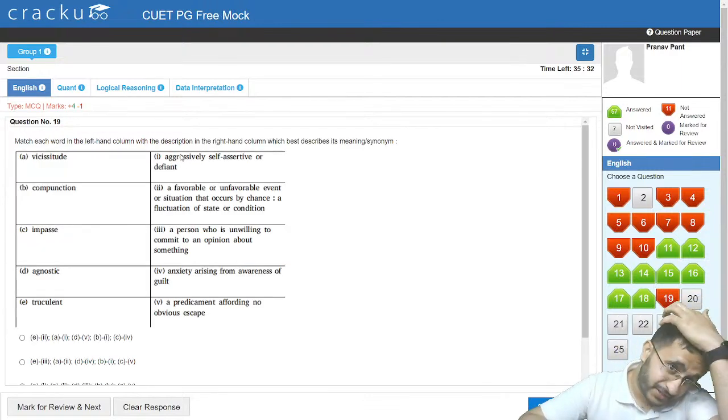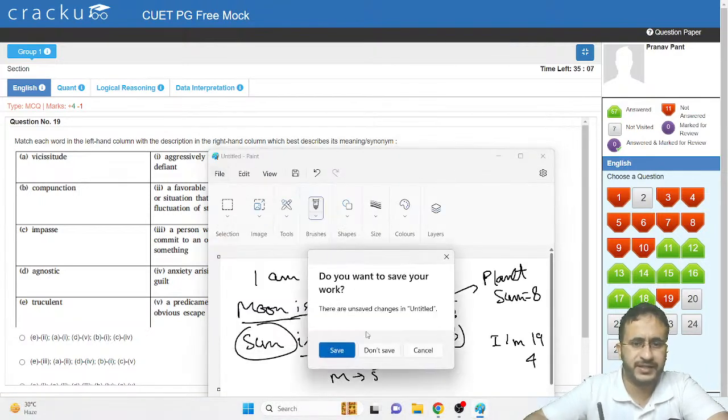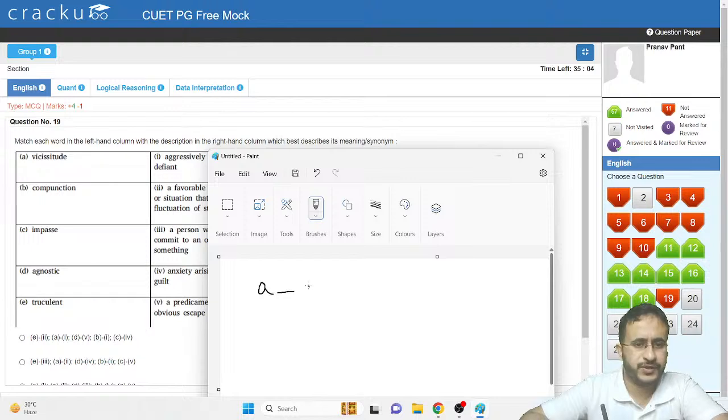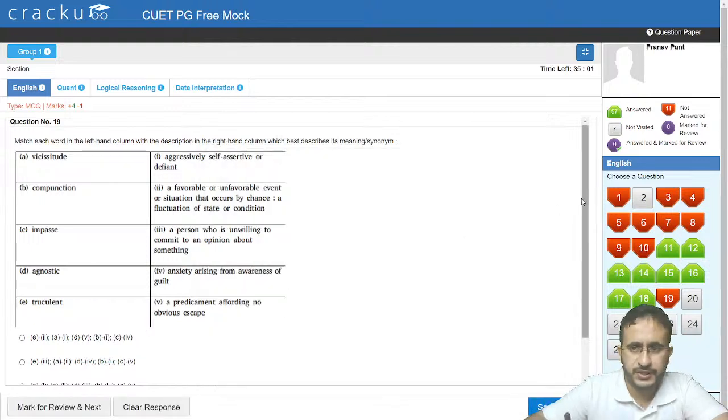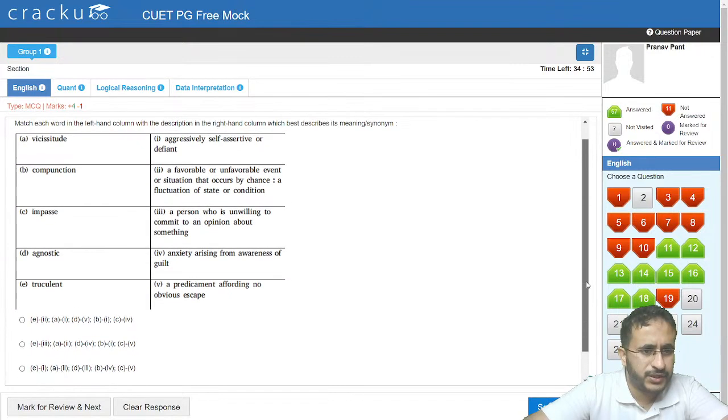Okay, match the words with the right-hand column, which is the meaning. Vicissitude is something like bad luck. Vicissitude means something like bad luck, not aggressively, favorable and unfavorable even. So A is 2. Vicissitude is a sort of bad luck which happens as a coincidence. Let me see where A is 2 and eliminate the options. So first and fourth get eliminated. So it is either 2 or 3. So check E.